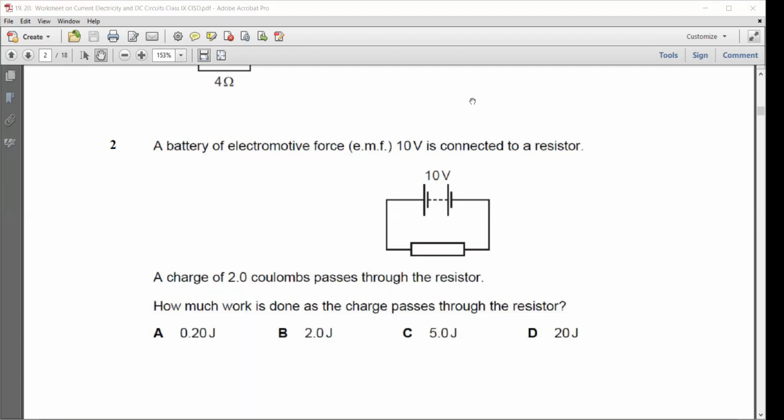So here we have 20 joules, right? Should I explain it again? Anyone, you have doubts with this one? Sir, charge and current is the same thing, right?